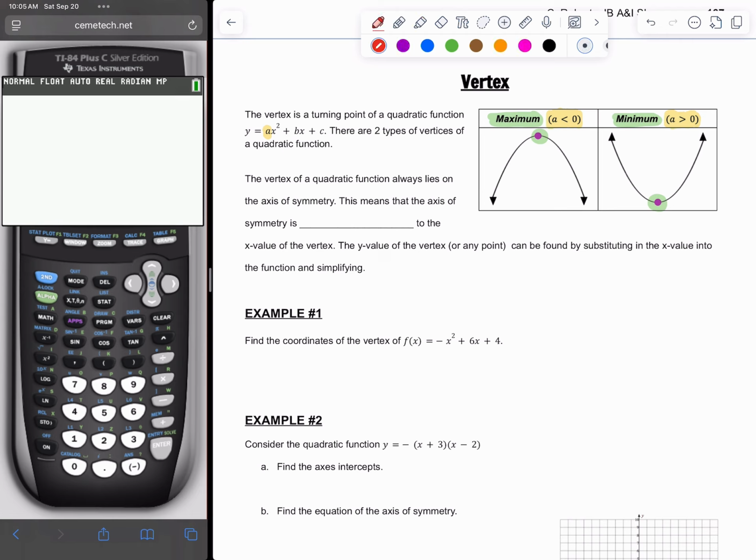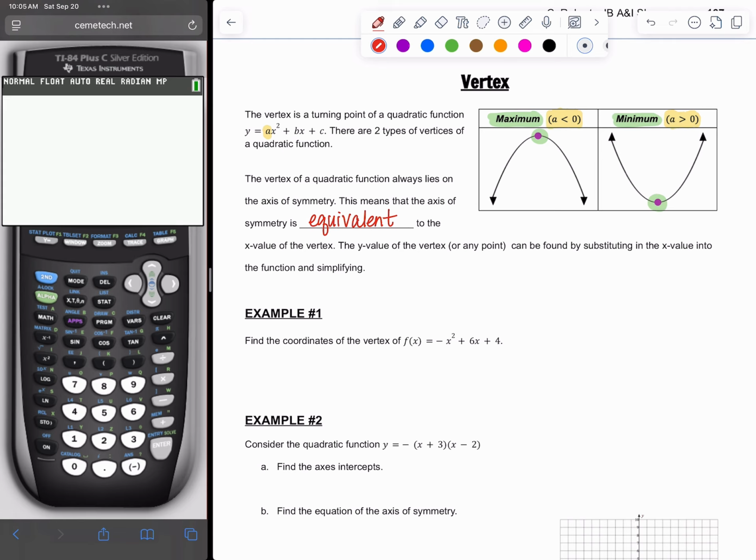The vertex of a quadratic function always lies on the axis of symmetry. This means that the axis of symmetry is equivalent to the x value of the vertex. The y value of the vertex, or any other point that we want to find, can be found just by substituting the x value into the function and simplifying.